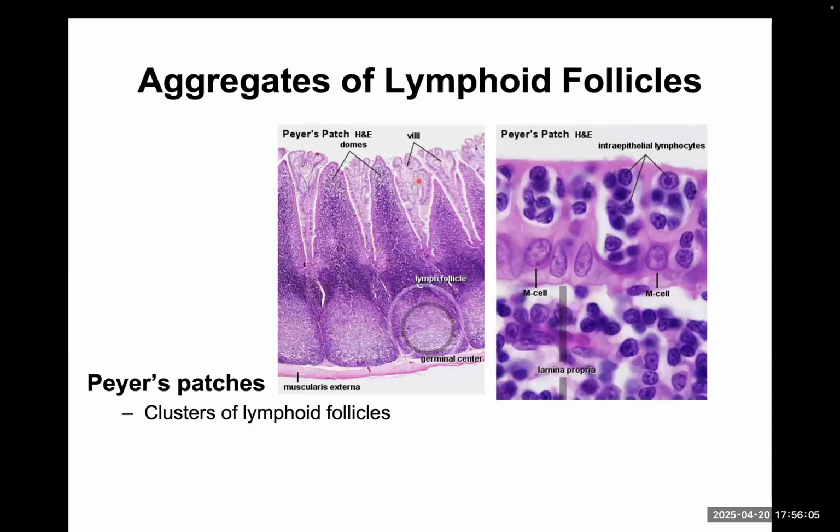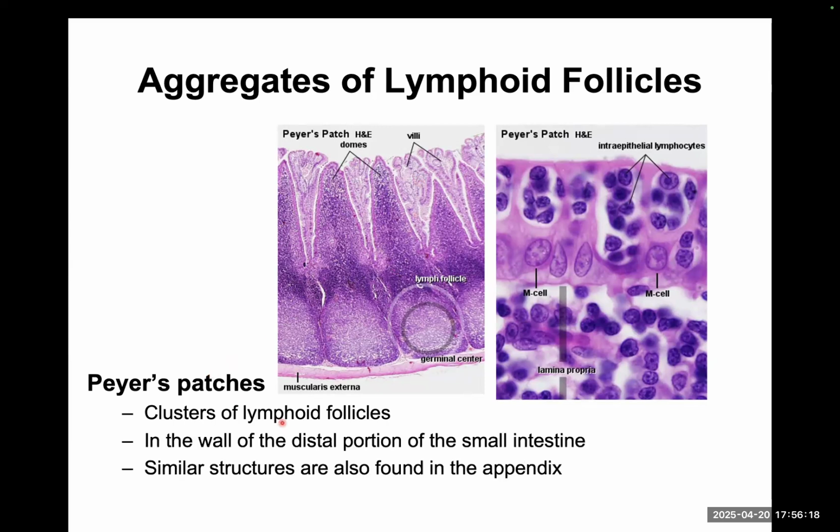When you eat your food, if acid and enzymes don't get the bacteria, then it's the lymphoid tissue that's going to take care of the bacteria. And in the appendix, you're also going to have something very similar. These are in the wall of the distal portion of the small intestine. Try to remember the different parts: you have the duodenum, jejunum, different parts of the small intestine. So this is in the distal portion. Similar structures are also found in the appendix.